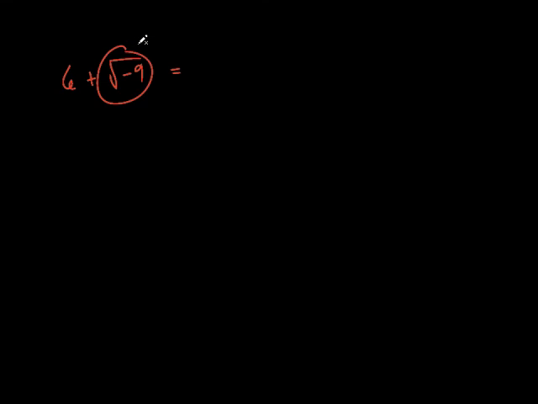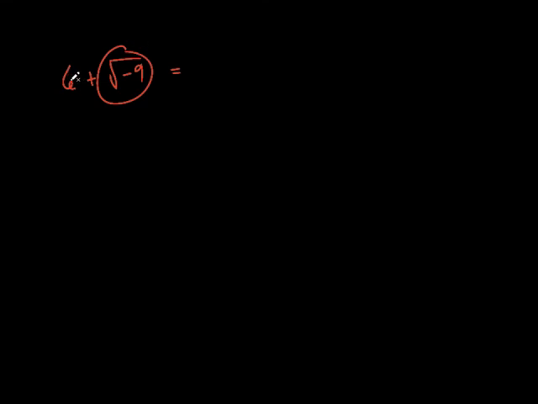What if I had this? What if I had 6 plus the square root of negative 9? What if I did that? What do you think we're going to do here? I'm not going to go 6 plus 9, am I? I'm not going to go 6 minus 9. What do you think I have to simplify first? That's square root of negative 9. I got to simplify that first, don't I?